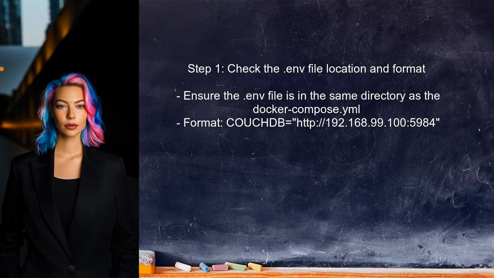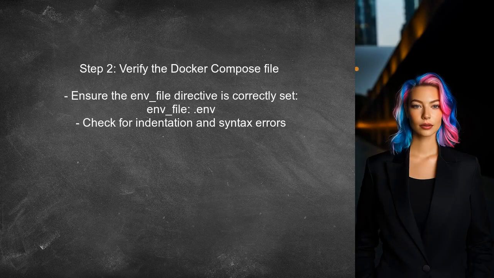To begin troubleshooting the issue with environment variables in Docker Compose, the user should first ensure that the .env file is correctly formatted and located in the same directory as the Docker Compose file. Next, the user should verify that the Docker Compose file is correctly referencing the .env file. The env file directive should be properly set up to load the environment variables.